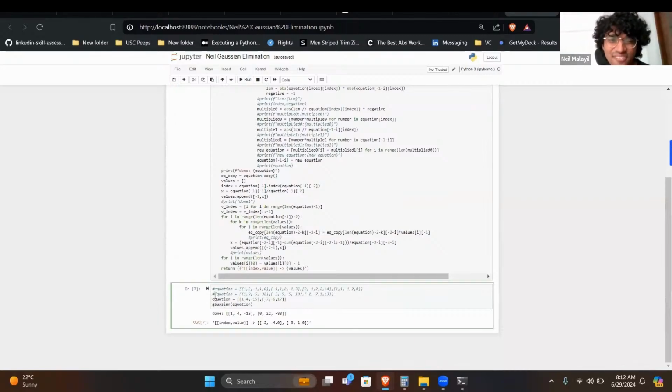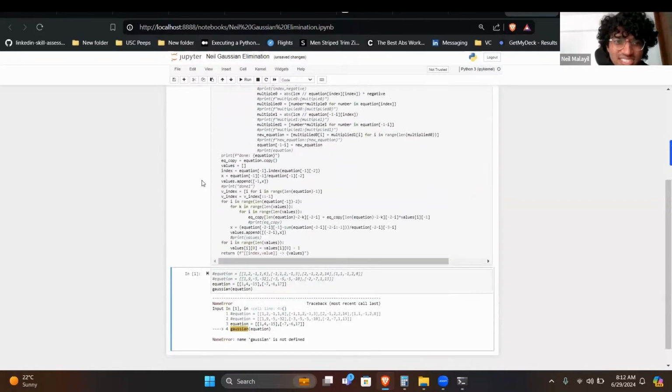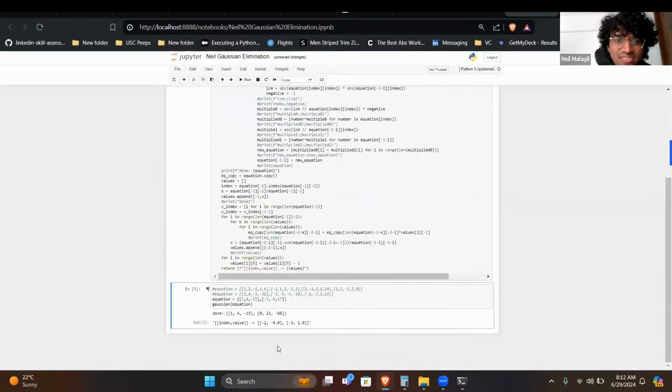So let's say for right now, it's just for 2 variables. If I click play, oops, I should put it here first. It comes up with the answer. It comes up with the zeros as well. And this is for 2 variables.